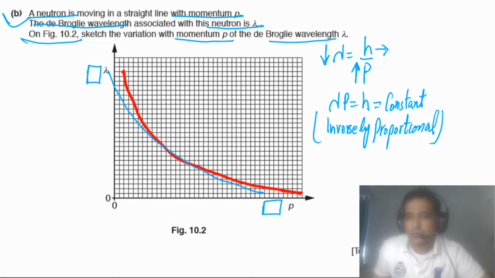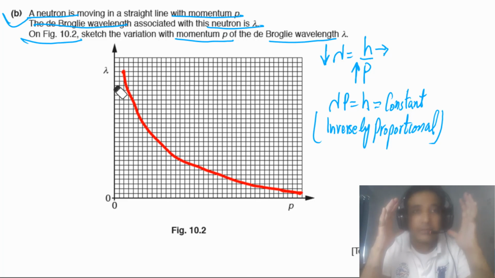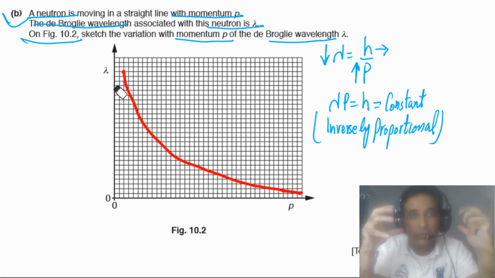Let me show you a better shape of the graph. If you draw it in a proper way, the shape of the graph will be like this. And that's all for today's lesson. In the next lesson, we will talk about a new topic. We will discuss nuclear physics and AC in the next video.